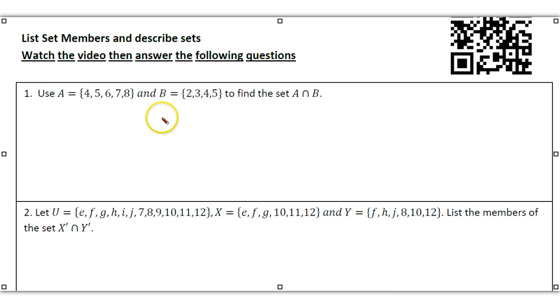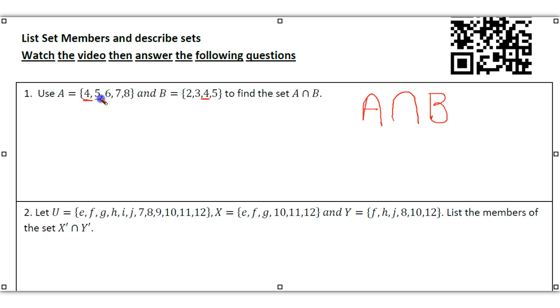Okay, onto this page now. We're looking at, here is set A, and here is set B. We want to see what members of A intersect or are also in set B. And you want a strategy for doing it. So you look at the first number, 4. Yes, 4 is found in both.